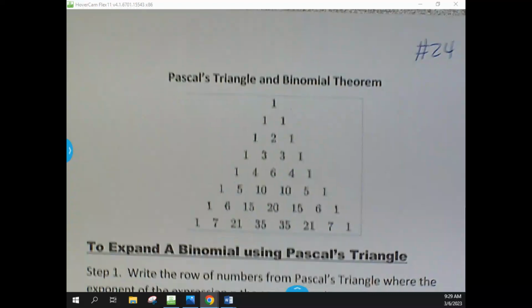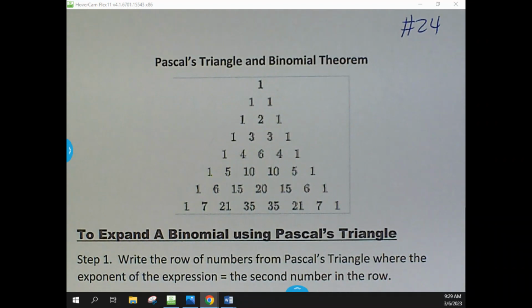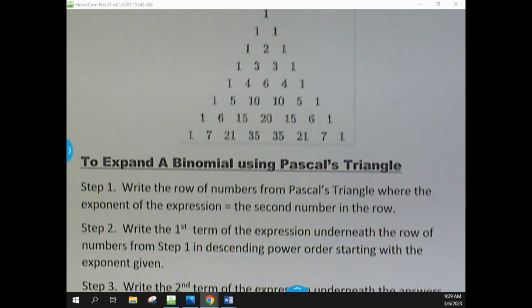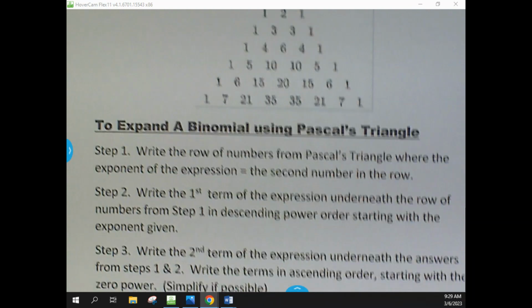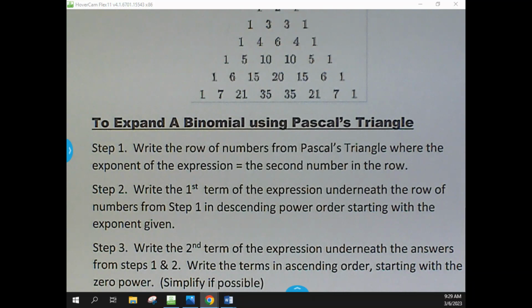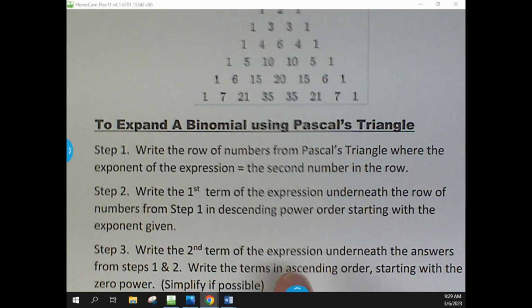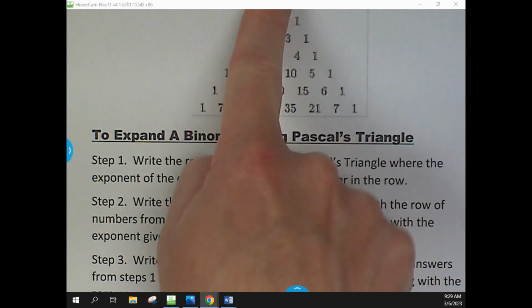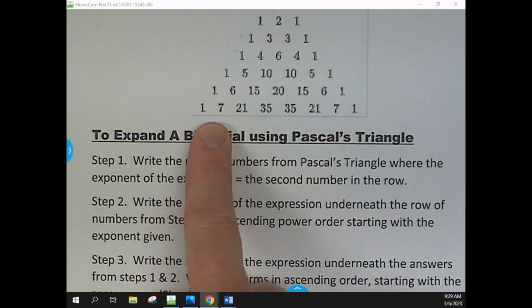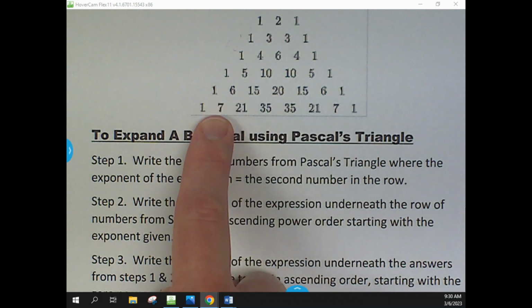All right, so to expand it with Pascal's triangle and binomial theorem, here's what we're going to do. You're going to be given some expression, and you're going to write out the number of rows from Pascal's triangle. If we're doing something to the seventh power, it's always the second number here, because the first number is always one. So if we're expanding something to the seventh power, we're going to use the row that has seven in it up here.